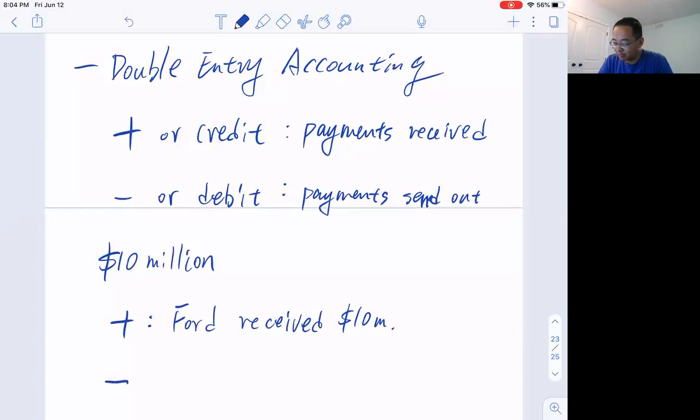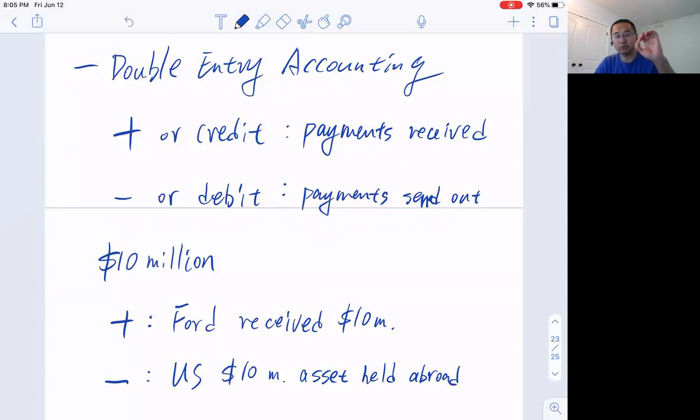So that then is a debit, because that is a US asset, US $10 million, held abroad. So we record that as a debit because more of our money is now being held by a foreigner. Okay, so then you add 10 million, you subtract 10 million, your BOP is still zero. That's how the double entry accounting works.